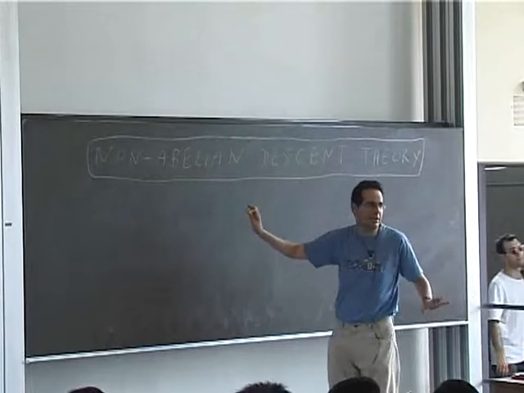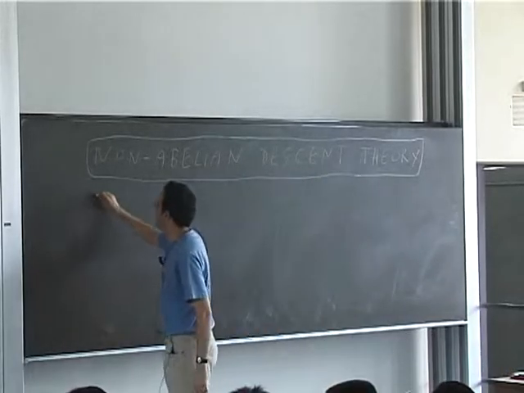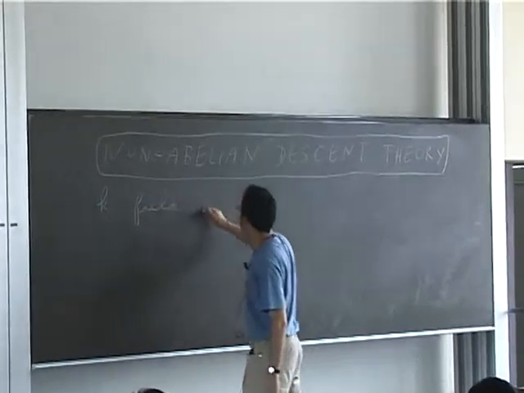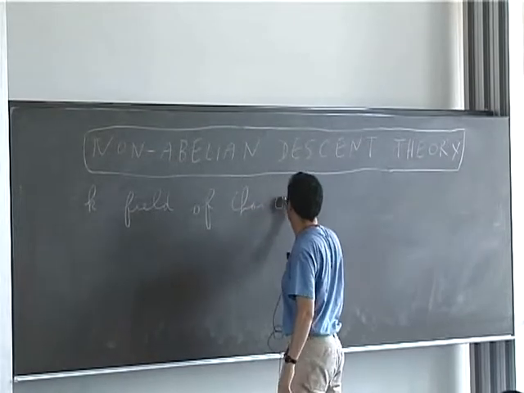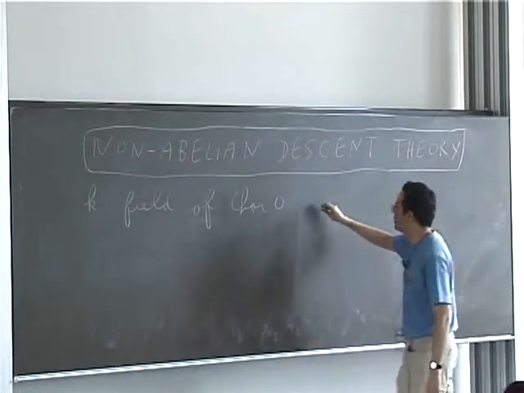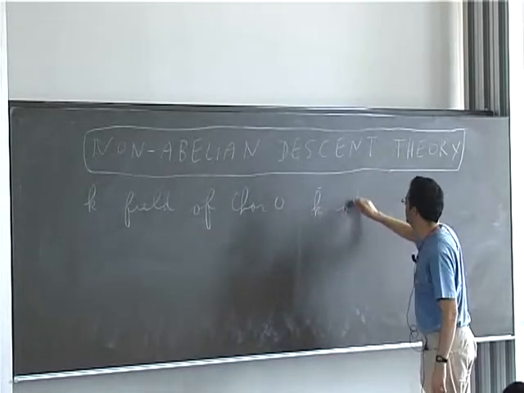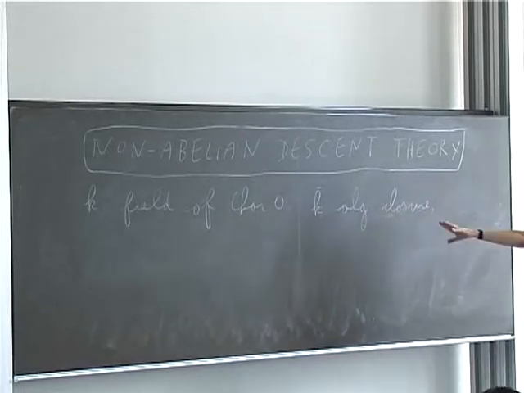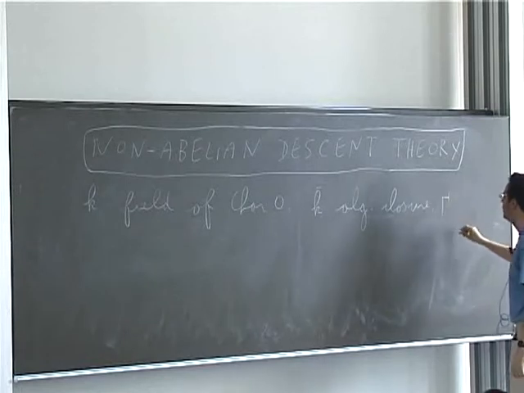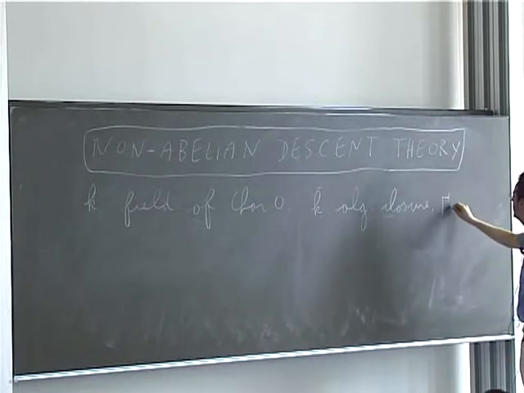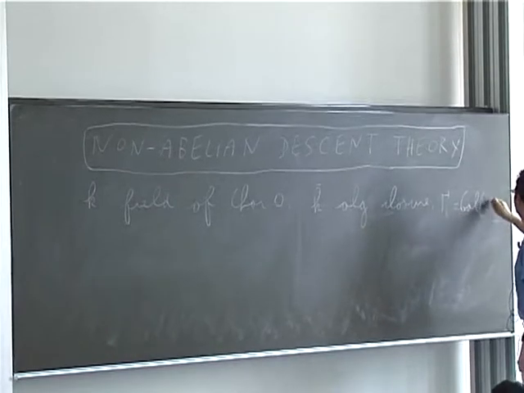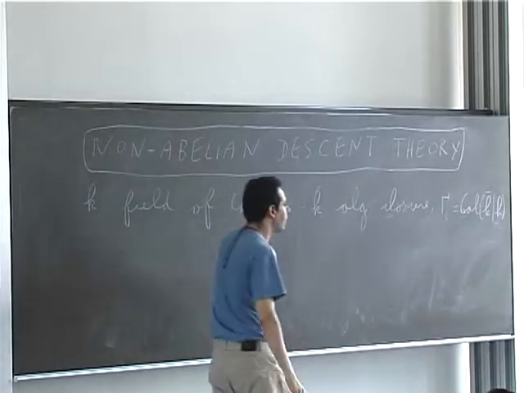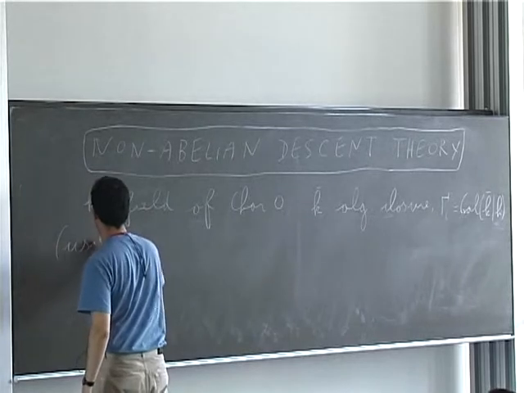And I'll start with some notation. So K will always be a field of characteristic 0. And I fix an algebraic closure K bar. And I will consider the absolute Galois group, gamma, or gamma K if there is an ambiguity, the absolute Galois group of K. And K will often be a number field.